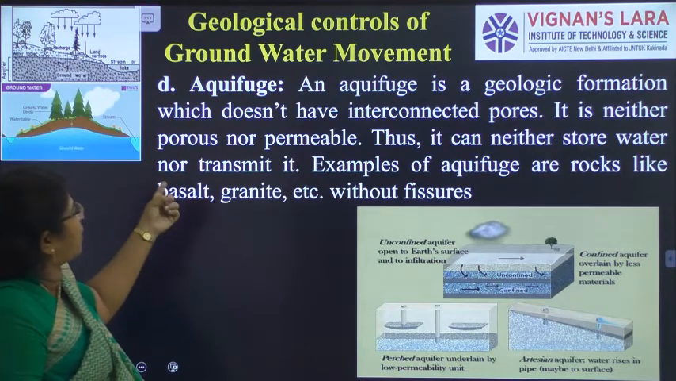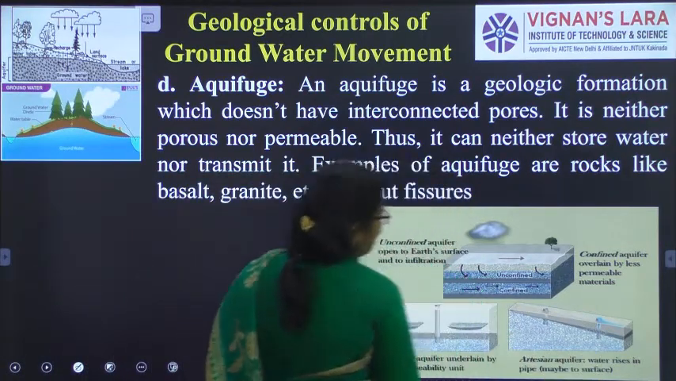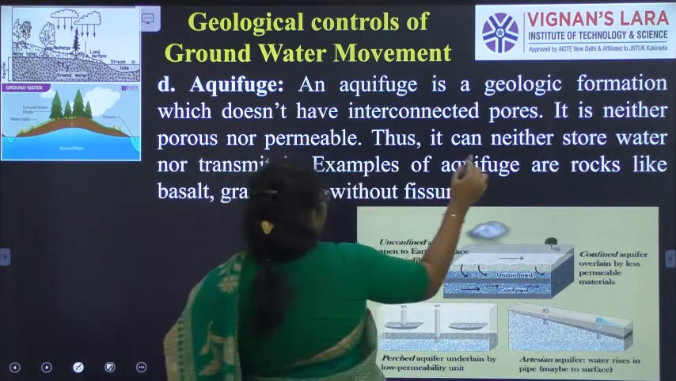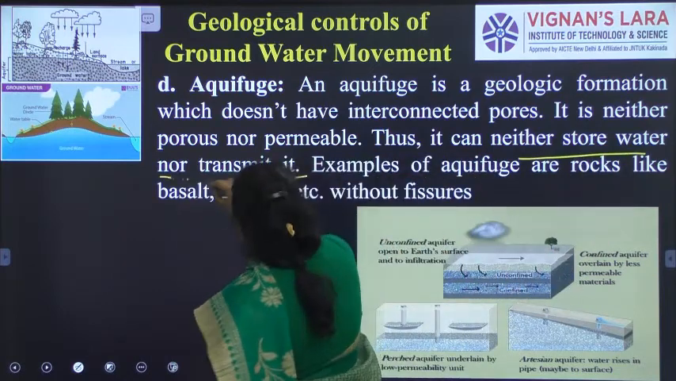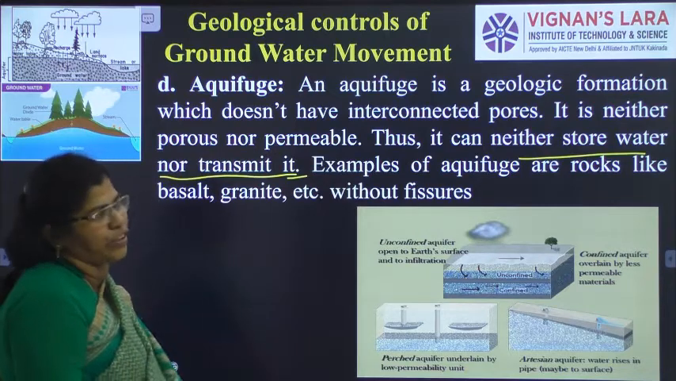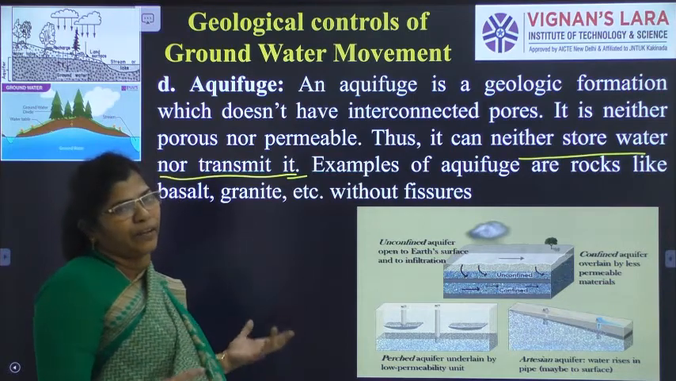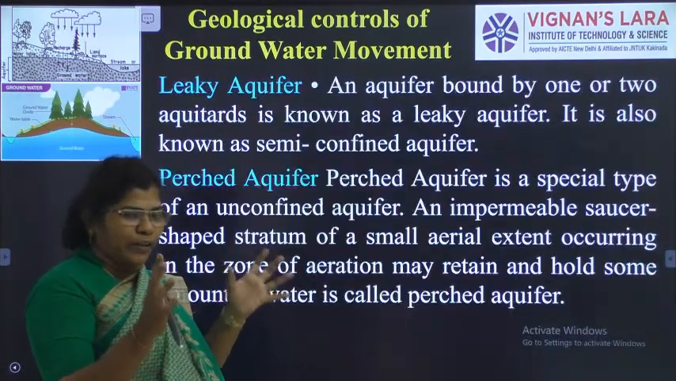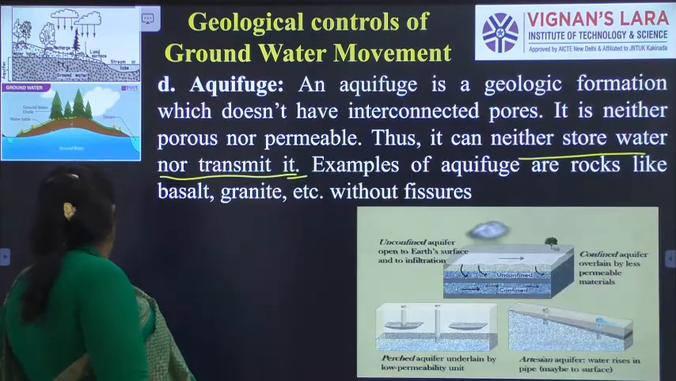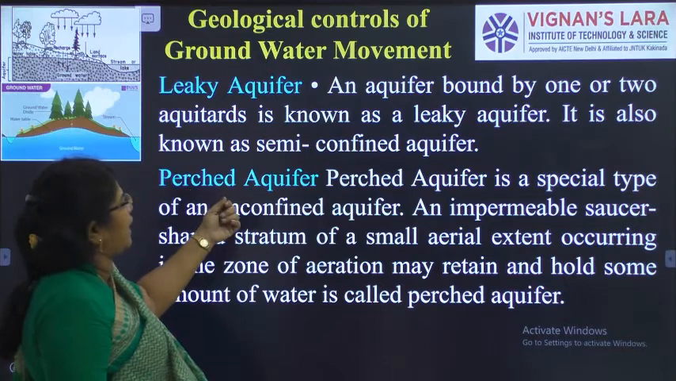Aquifuge is a geologic formation which does not have interconnected pores. The last layer, the bed, we call it the aquifuge. It neither stores water nor transmits water. Examples of aquifuge are rocks like basalt and granite without fissures. If it has cracks, it acts as an aquiclude. But if it does not have any cracks or fissures, if it is very good bedrock, then it will act as an aquifuge. Aquiclude and aquifuge. There are another two terms, the leaky aquifer and the perched aquifer.